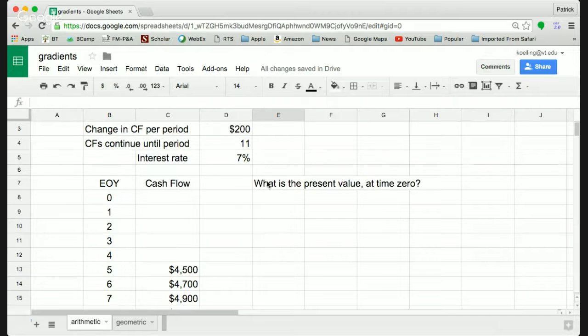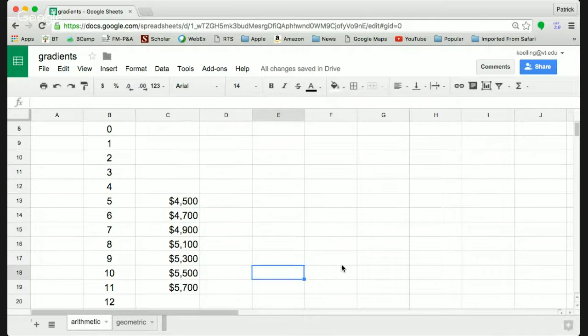We want to find what is the present value at time 0. So not only are we working with a gradient, we could call this a deferred gradient. That is, the cash flows don't begin immediately. The cash flows are deferred until the end of year 5. The first thing we do, just like we did in the last video, is find the present value of this series of cash flows. Now, here's the beauty.